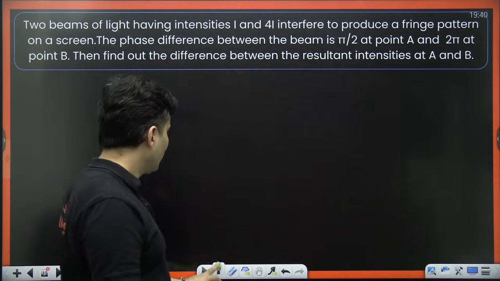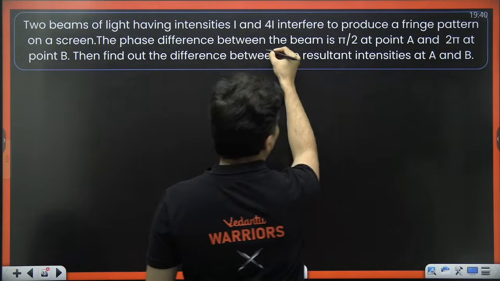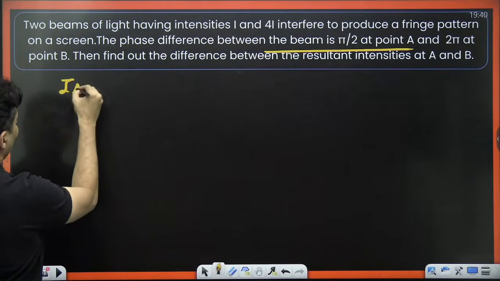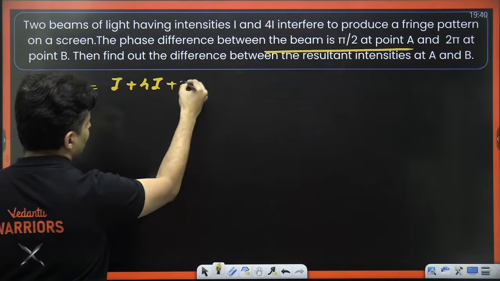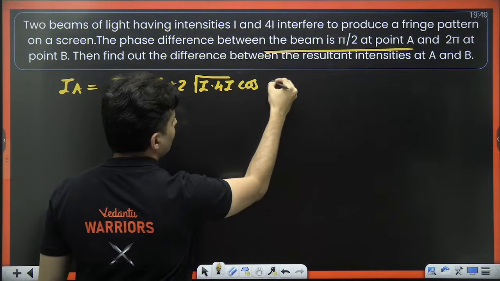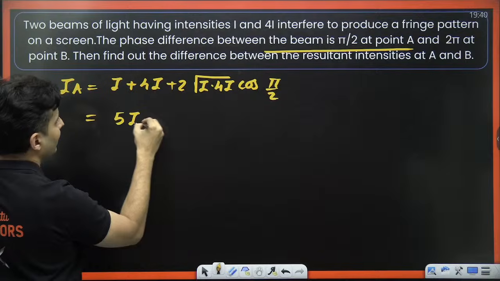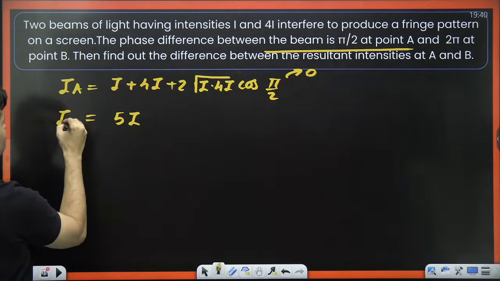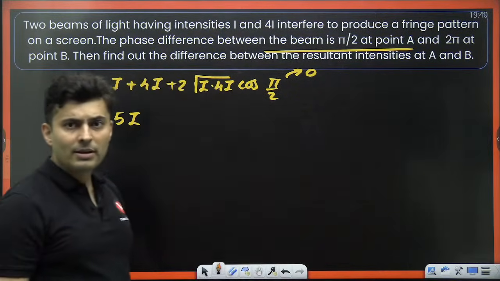That's all. So let's start with the first part where, at point A, the phase difference is pi by 2. So the intensity at point A will be I1 plus I2 plus 2 root I1 I2 into cos del phi. So what will this be? I plus 4I, which is 5I. Cos 90 is 0, so this term just vanishes. So that is IA. Everybody with me on this?